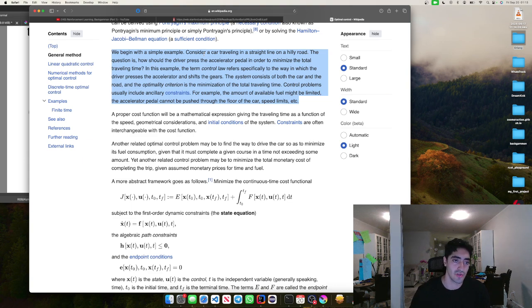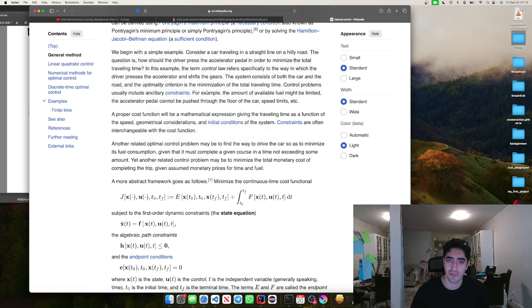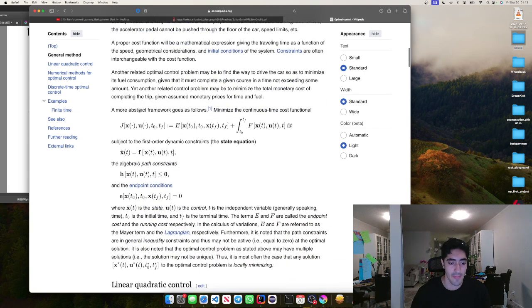Control problems usually include ancillary constraints. For example, the amount of available fuel might be limited. The accelerator pedal cannot be pushed through the floor of the car, speed limits, etc.